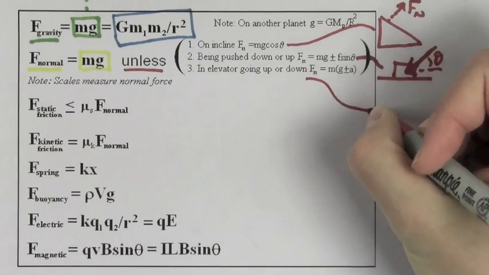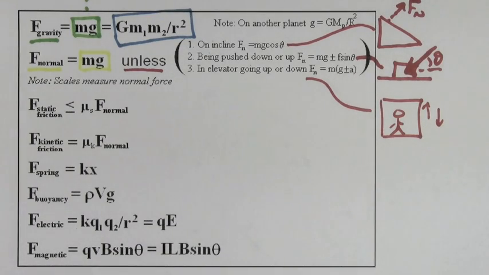In an elevator, the normal force is going to be mass times the gravity plus the acceleration or minus the acceleration of the elevator, depending on whether it's going up or down respectively. It's important to note that scales that you stand on measure the normal force, not your weight.